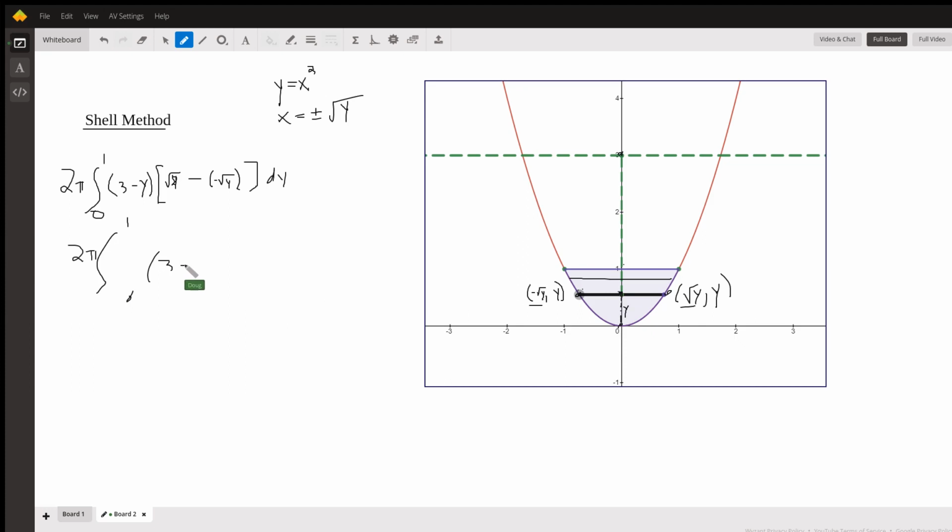3 minus y times square root of y plus the square root of y, which is 2 square roots of y. You can write it as y to the 1/2, distribute, find the antiderivative, etc. Okay, so there's the setup.